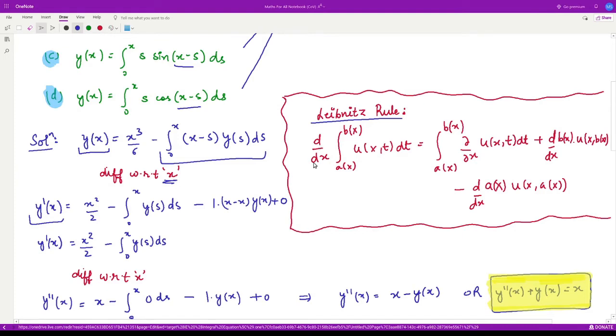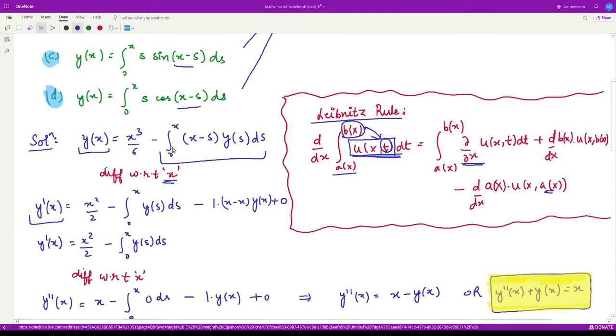What does that do? That is taking the complete derivative d dx of an integral given from a(x) to b(x), whatever the limits are, with some function in between. Then it would simply be the integration, where we take the partial derivative with respect to x of the function as it is. That means we'll treat all the terms containing t as constants, plus the derivative of the upper limit with respect to x, multiplied with the whole function where we replace t with the upper limit, right? And minus the same thing with the lower limit, that is minus the derivative of the lower limit multiplied with the function where t is replaced with the lower limit.